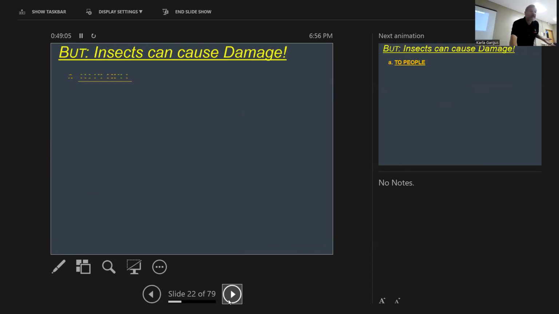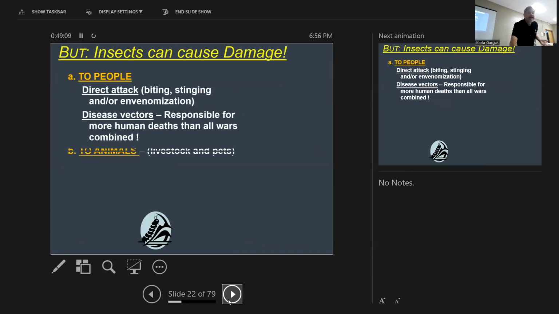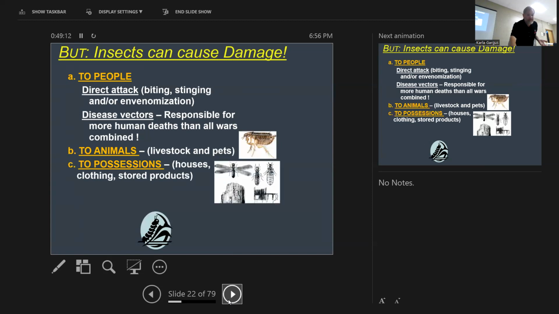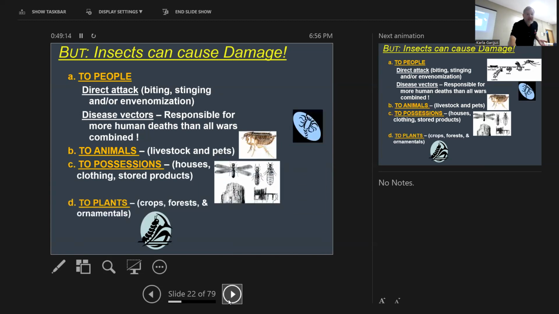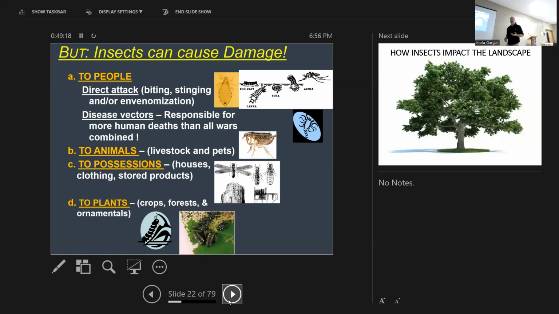However, one of the reasons we are going to study these is because insects can cause damage. So damage to people by direct attack, as many of us have experienced from time to time, either from stings or other kinds of things, or mosquitoes. I mean, they have been responsible for more death than warfare because of the diseases that they can vector, unfortunately. So having ways to manage them is a very important thing.